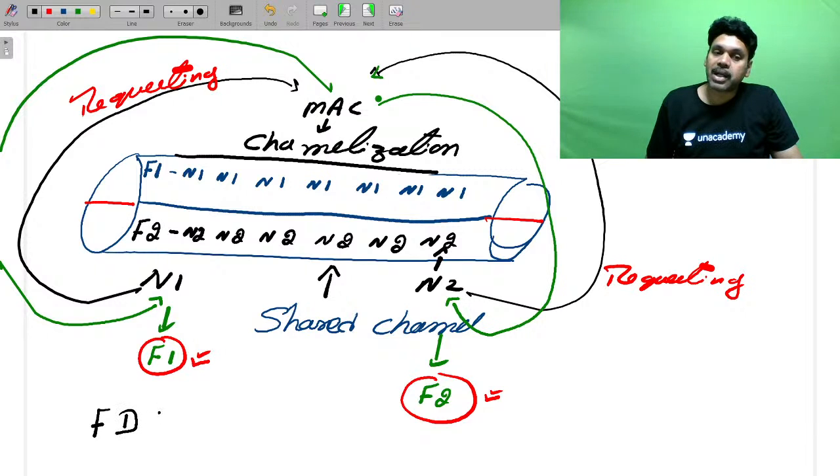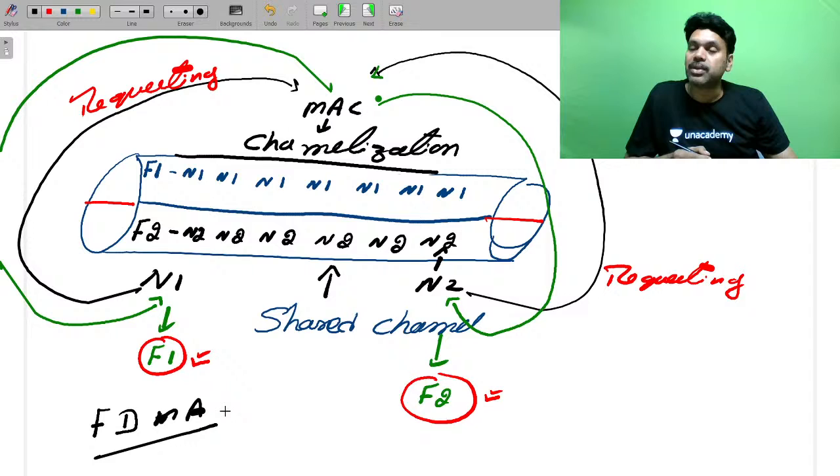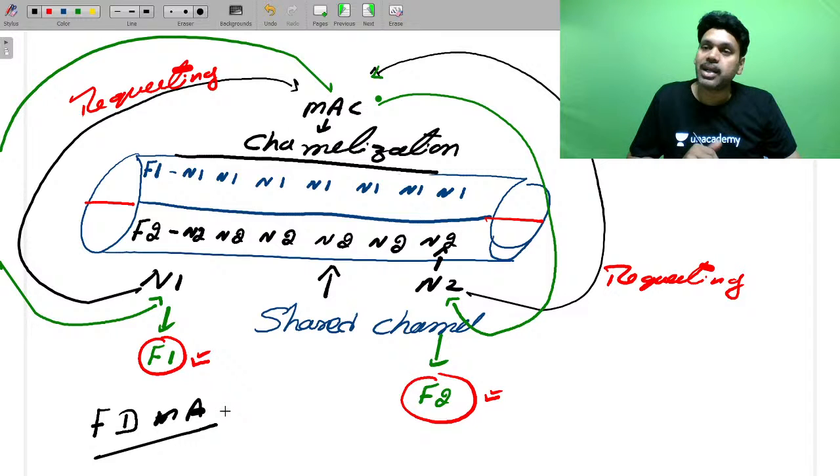frequency division multiple access. Nodes are accessing the shared channel. That's why it is called multiple access. But what is the logic we are using? We are using frequency division multiple access. It is a single shared channel only, but we are using different frequencies. As the frequencies differ, your data packets do not collide with the data packets of other nodes, because different frequencies are available.